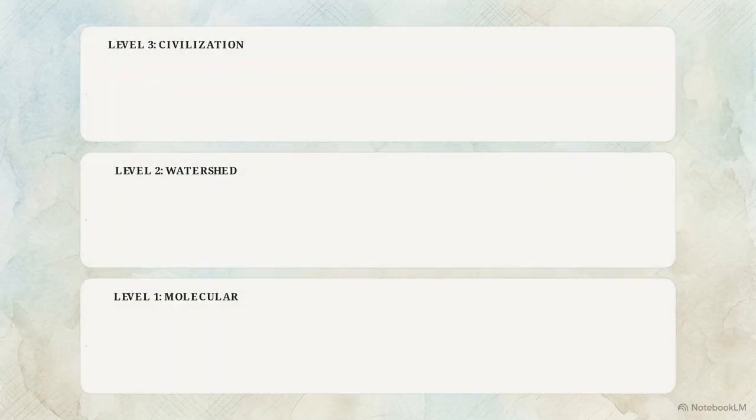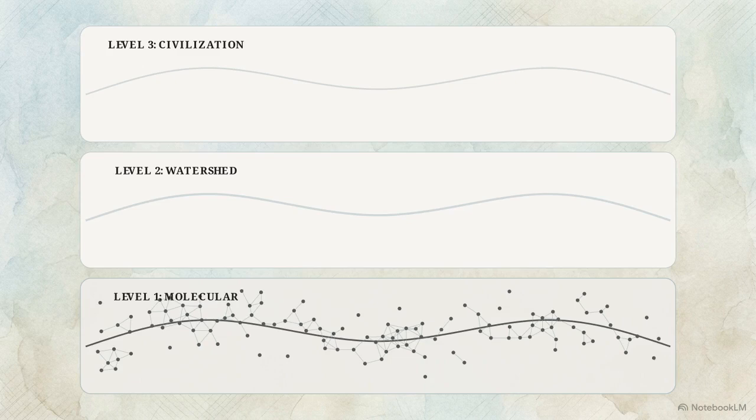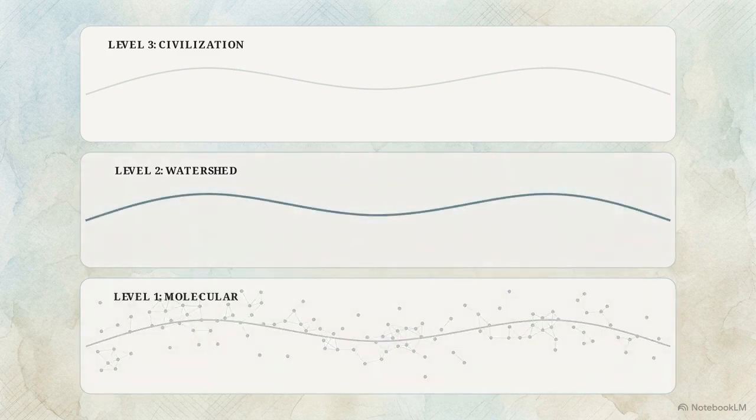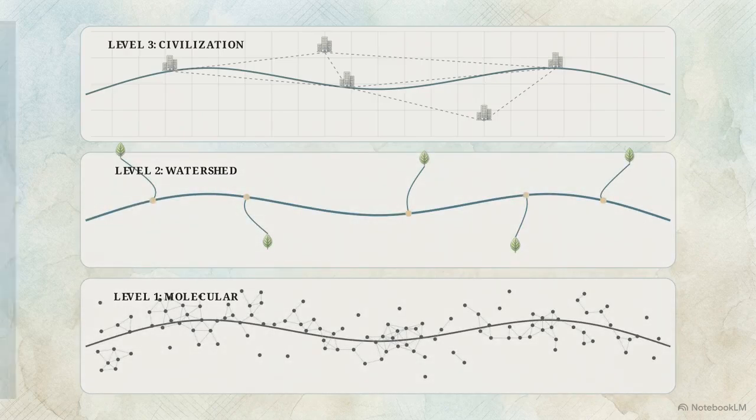This abstract diagram shows the exact same river existing at three different structural realities. At the bottom, we have the molecular level. Here, reality is defined strictly by water molecules, chemical bonds, and energy exchange. Move up a tier to the watershed level and the structure changes. Now, reality is defined by tributaries, rainfall, and nutrient flows. Move to the top civilization level, and we find agriculture, trade routes, and cultural borders. The river is exactly the same, but each level reveals a completely different structure.